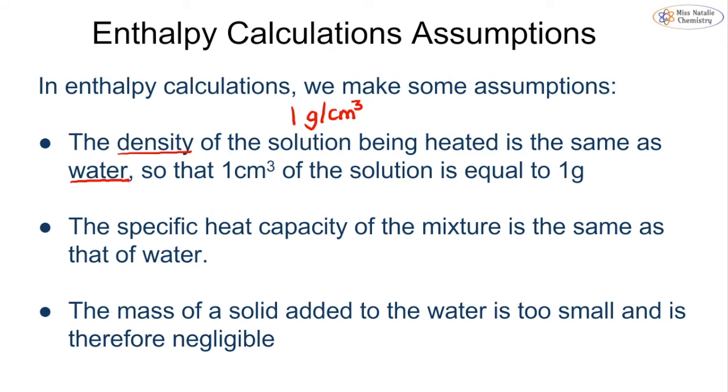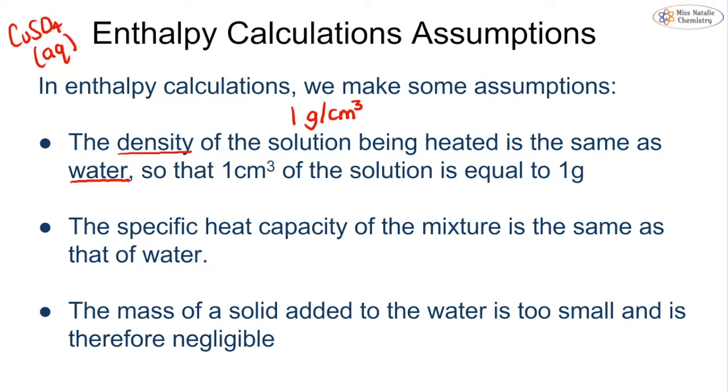If you have a copper sulfate solution, or CuSO4, you'll know that the state symbol is aqueous. That means we've taken some copper sulfate and we've dissolved it in water. So the majority of that solution is actually made up of water. So we always assume that whatever the volume is, that is going to be equal to the mass. So 100 centimetres cubed is always 100 grams.